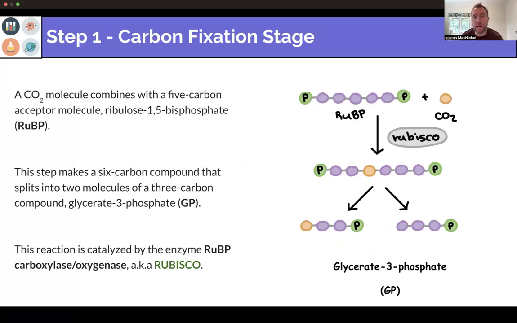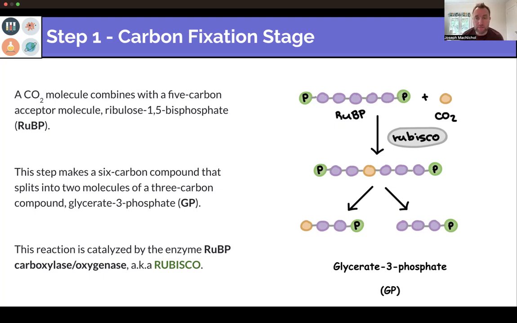We're going to take a carbon dioxide and fix that inorganic carbon into an organic molecule called RuBP. The RuBP is five carbons, which is shown by the five purple circles there. The CO2 is one carbon. When you add it on, you make a six carbon intermediate that's very unstable. But then that will break up into two three carbon molecules, which we call glycerate 3 phosphate, which is going to be the ultimate product of the carbon fixation stage. Two glycerate 3 phosphates per RuBP and per CO2.